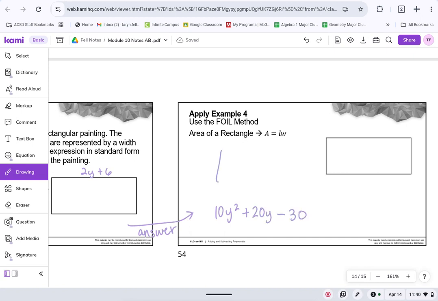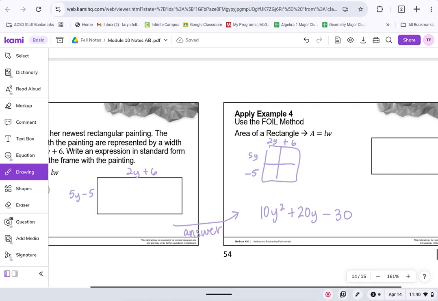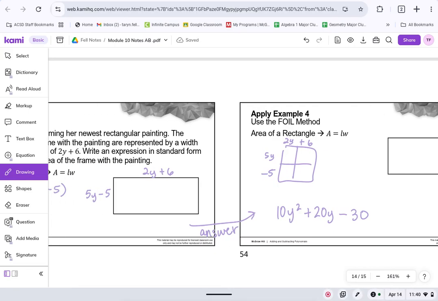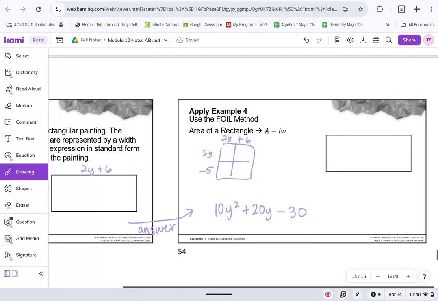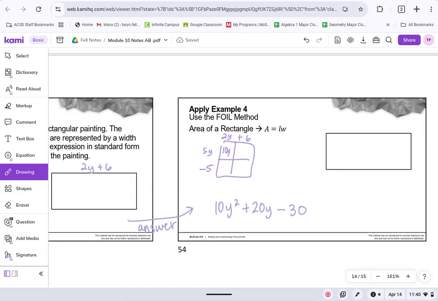Again, if I was to do this, I would have done the box method where I would put 2y plus 6 and 5y minus 5 on the side, and I would get my like terms. So it would be the 10y squared, the 30y, the negative 10y, and negative 30. So when I put all my terms together, this would be my answer.